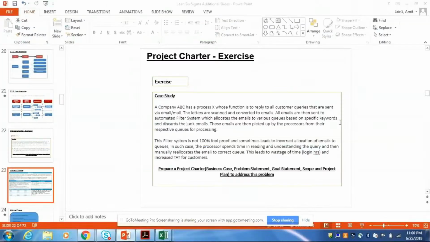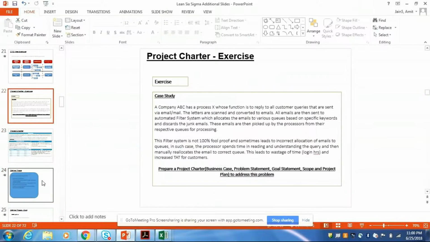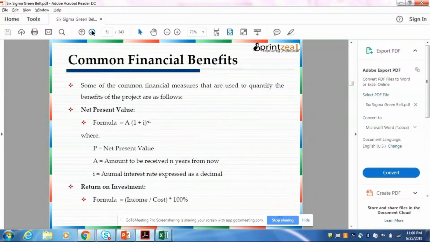All right, so this is the project charter for you, and then after you've done the project charter, some financial calculation of financial benefit. The more complicated one is the net present value, which takes into account the inflation rate as well, and then the ROI, which is income divided by cost into 100, which will give you the ROI percentage.